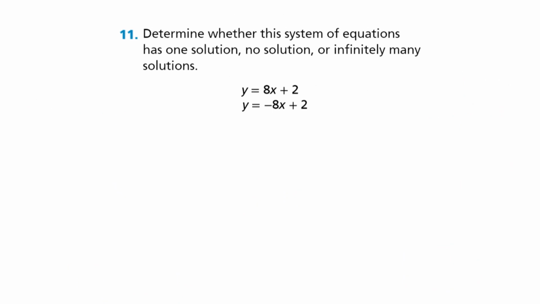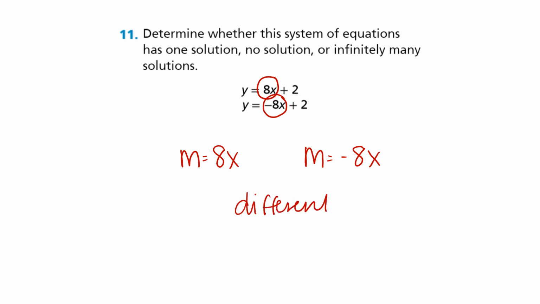Number 11, determine whether the system of equations has one solution, no solution, or infinitely many solutions. Because we have a +8x for our first slope, and we have a -8x for our second slope, those are considered different. So we have different slopes. Different slopes means we have a one solution problem.